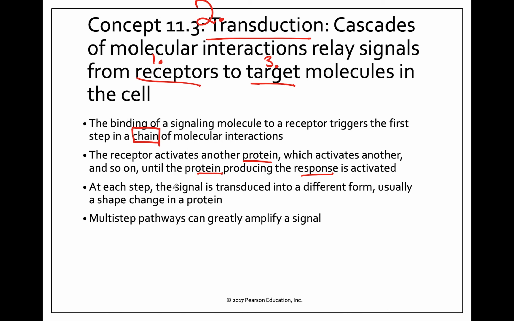One of the most important reasons for having these kind of complicated transduction pathways is that they can help amplify a signal. The word here, amplify, is going to mean to make it bigger. Right? Think about an amp to amplify music. It's going to take the sound that you put into the amp and make it louder. So this is a way where cells can receive a very small signal from the blood and turn it into a very big response without needing lots and lots of signal molecules to get a big response.